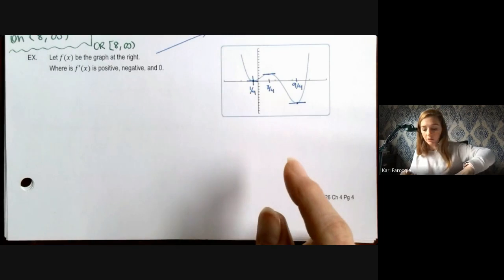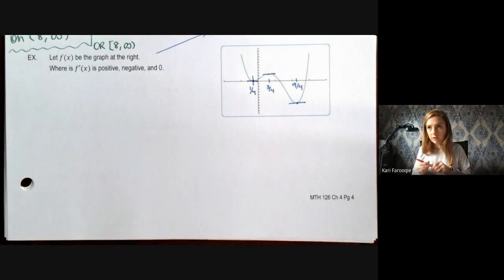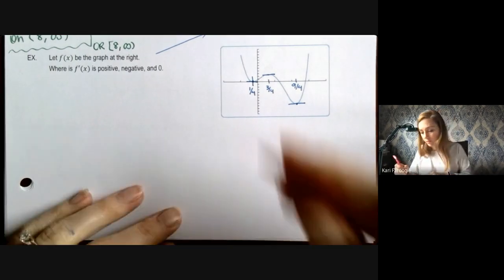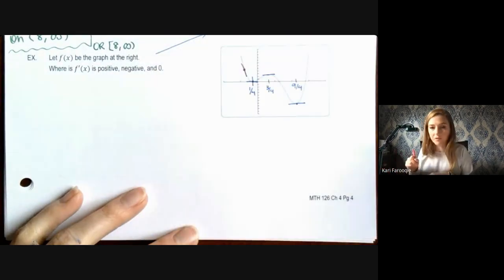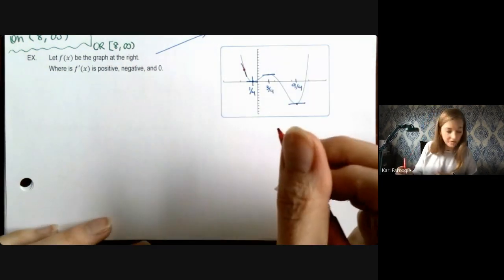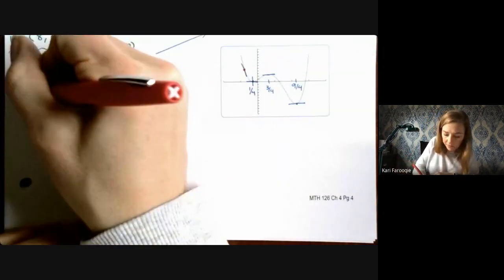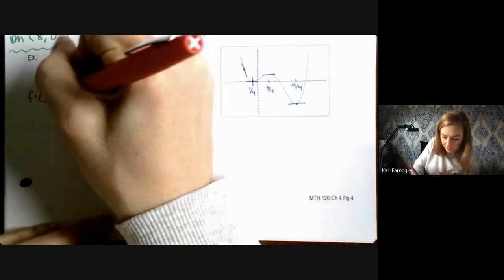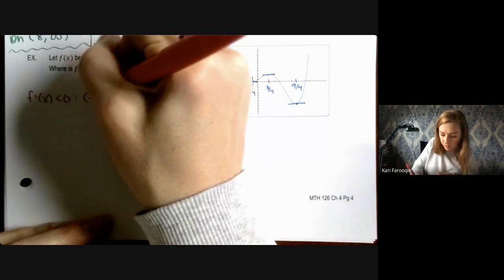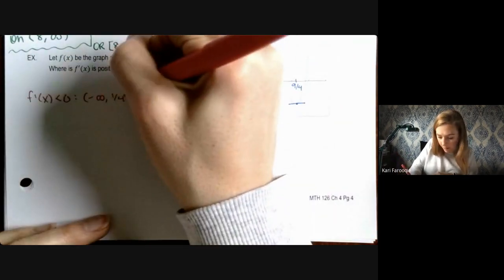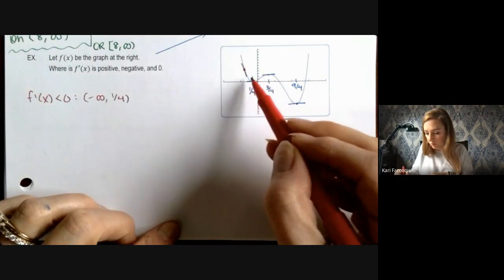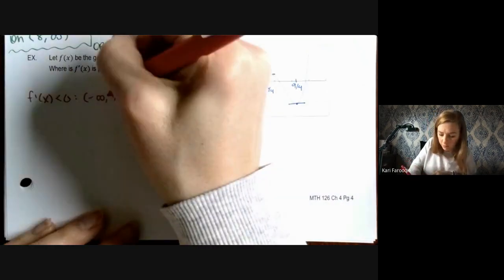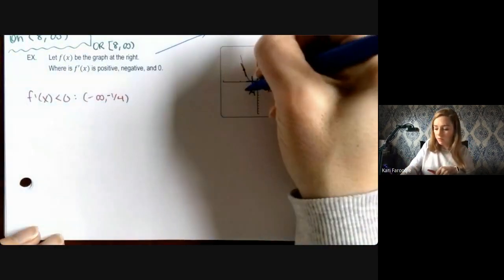So what's happening is we need to focus on what's going on to the left of your first critical number, to the right of your last one, and in between your critical numbers. So of course, as we move to the values approaching x equals negative 1/4, the slopes of your tangent lines are negative. So I could make this statement that f prime of x is less than 0 on the interval from negative infinity to about negative 1/4. Sorry.